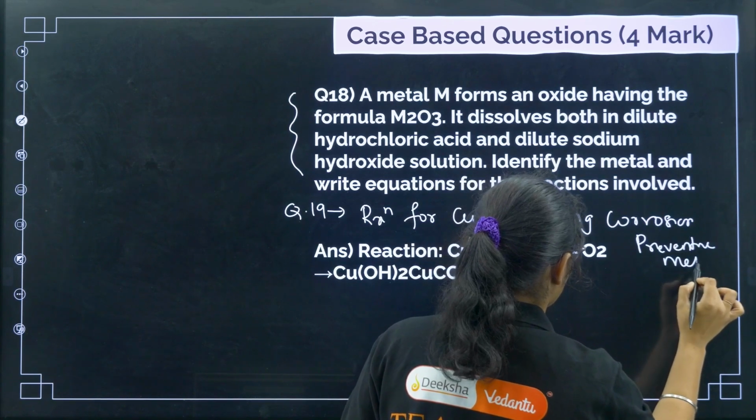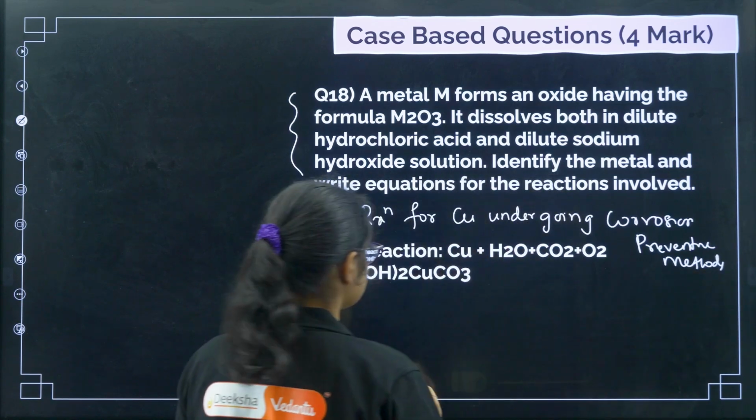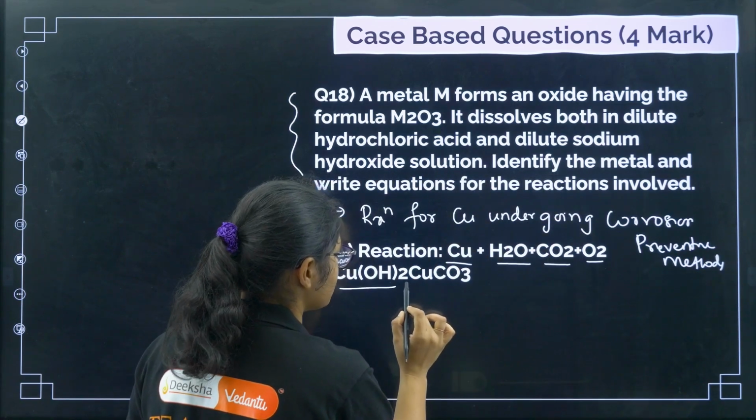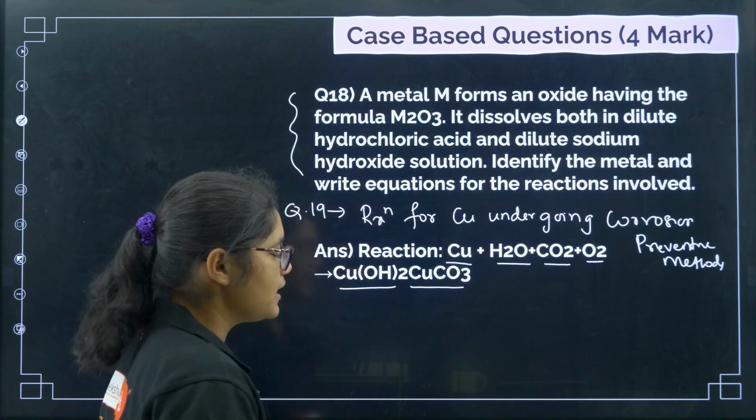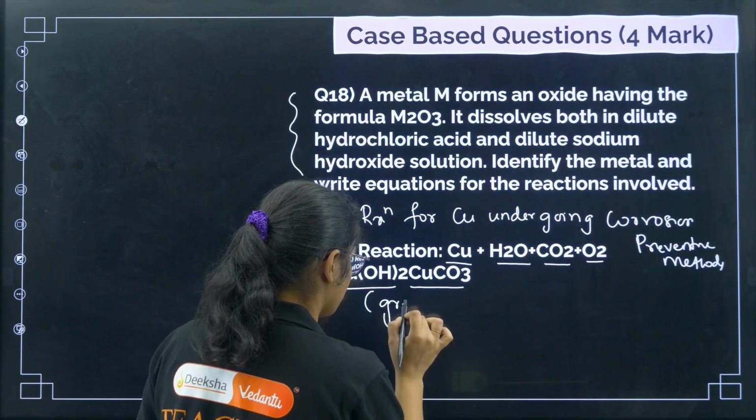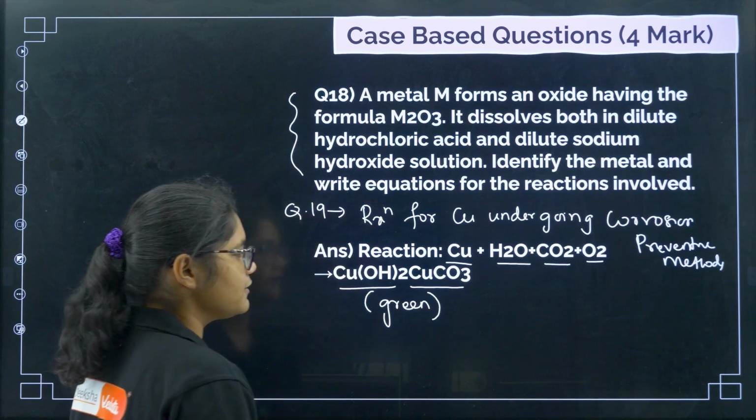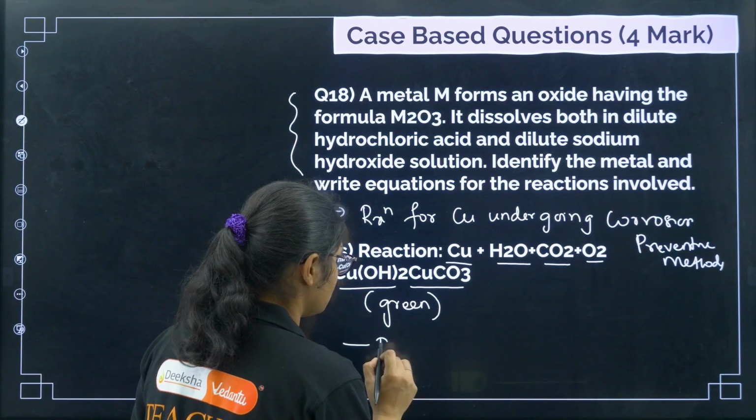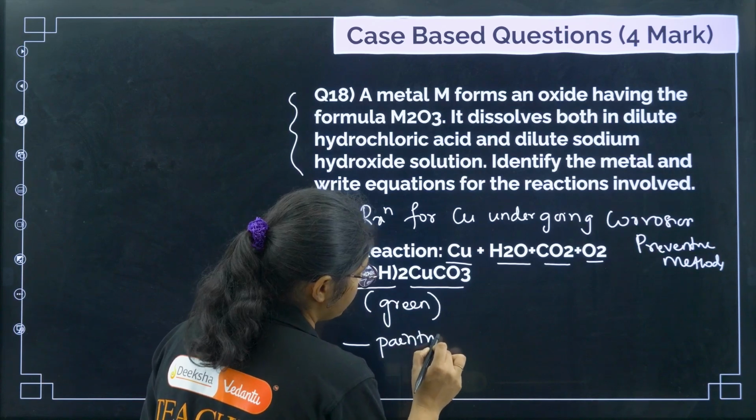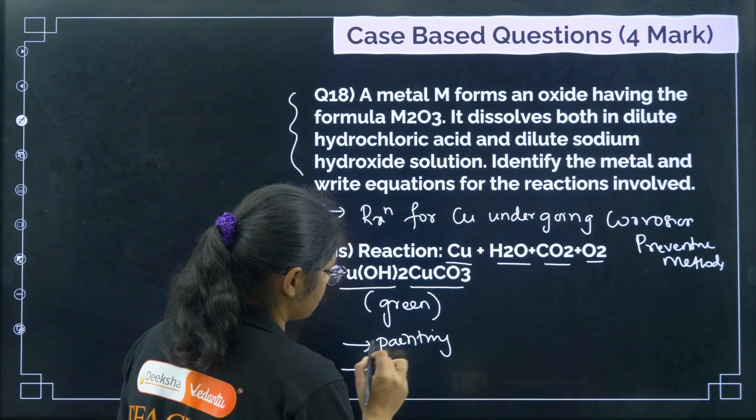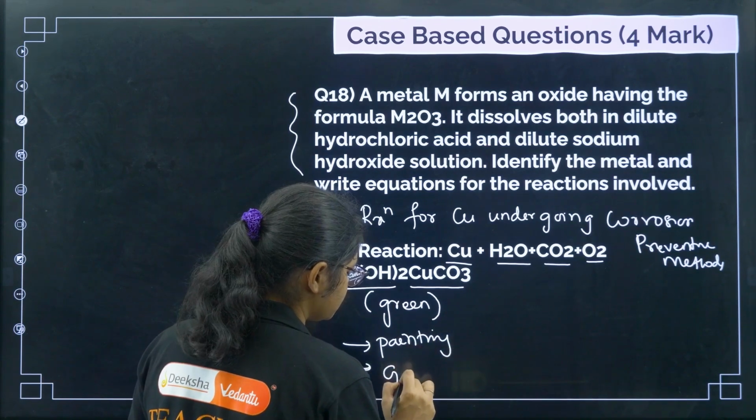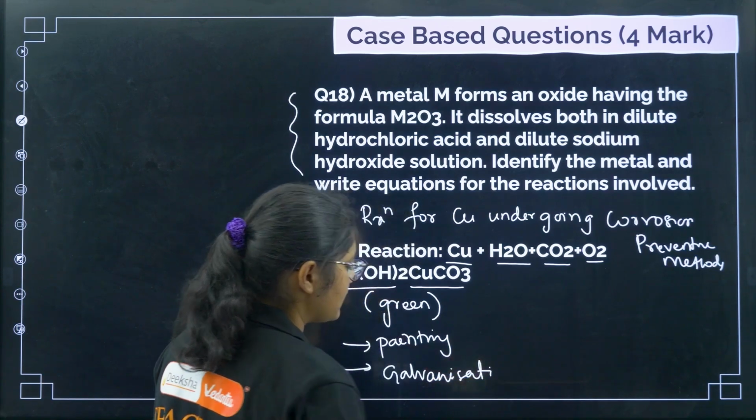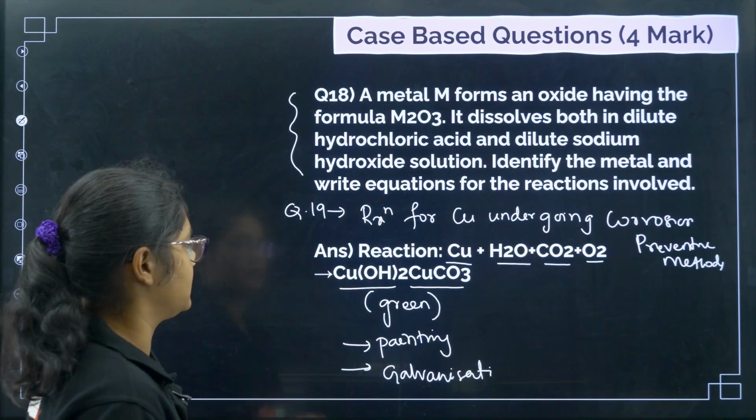So the reaction here is copper with water, carbon dioxide and oxygen forms Cu(OH)2 and CuCO3, and this is a green color compound. Okay, and what are the preventive measures? As we all know, we can write painting, greasing, oiling, and then we can write galvanization, or you can write even alloy formation, okay, anything you can write.